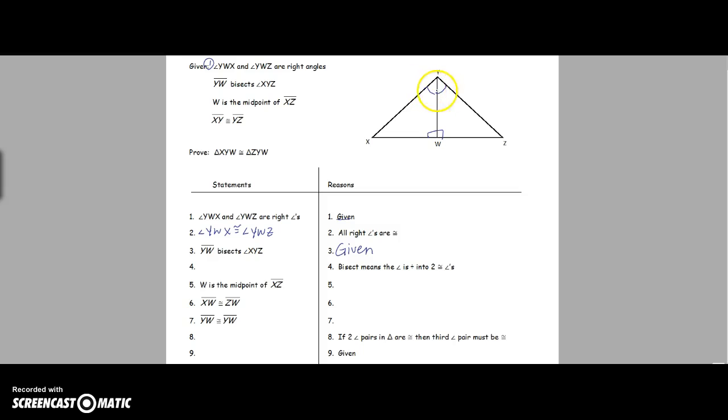So we just marked 2 angles congruent on our triangles, so we can say angle XYW is congruent to angle ZYW. And we can say that because the word bisect that we had in our given means that the angle is divided into 2 congruent angles.